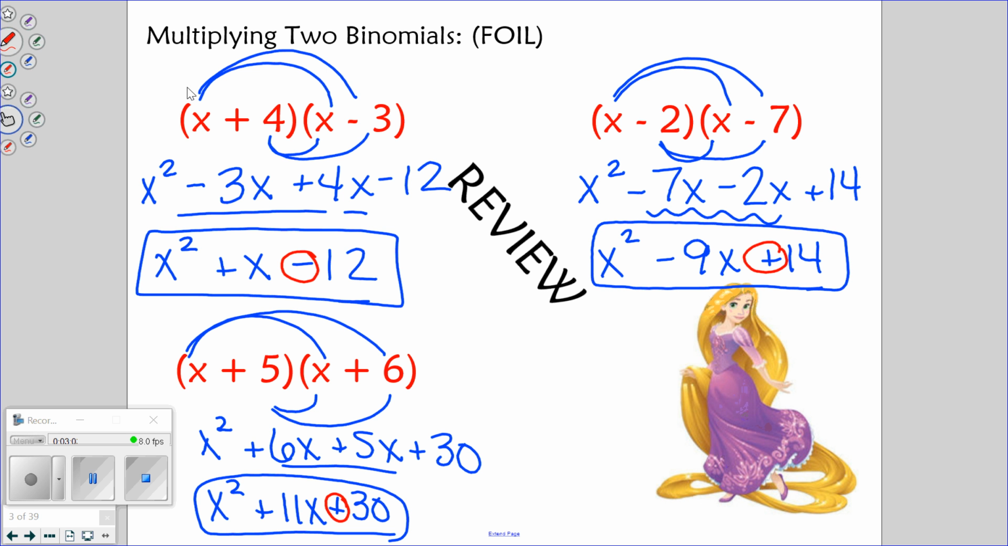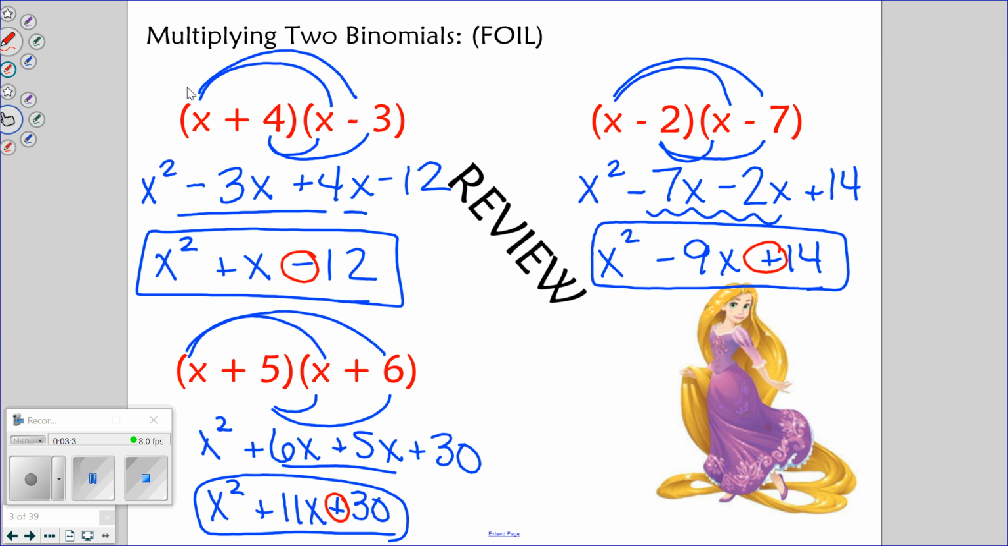It's the last part of your distribute. We did 4 times negative 3. We had negative 2 times negative 7, right? 5 times 6. So that last number is coming from multiplication. That's where we need to start when we're talking signs, okay? When that last one was negative, what types of numbers did we have? 1 plus, 1 minus. Here, my last one is positive, and it came from 2 positives.